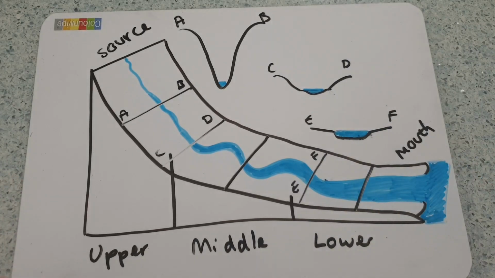So your cross section should reflect the changes that happen as we go down the river course. So you need to try and draw these on. You have now got a little bit of a game to play where you need to try and identify different parts of the river course based on what you've just learned about the long profile.